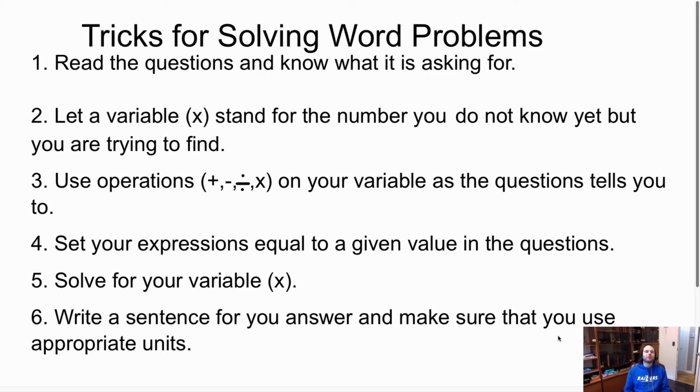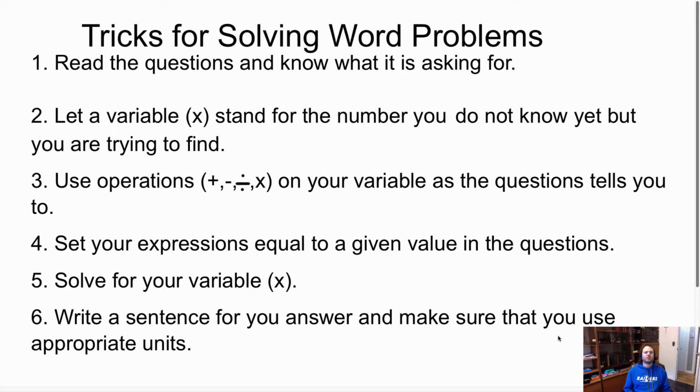In this video, we're going to be looking at tricks for solving word problems. So here are some hints to help you out. First, you're going to read the question and figure out exactly what it's asking for. Next, you're going to look at our unknown and put it as a variable. You could use x, p, t, whatever you want as a variable, but that's what we're trying to find out, and you're going to have a variable for it.